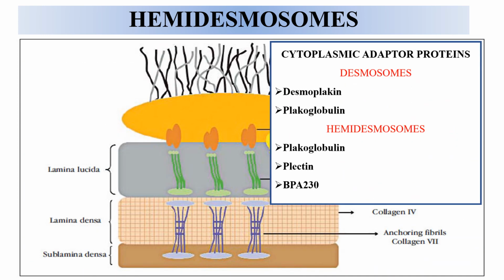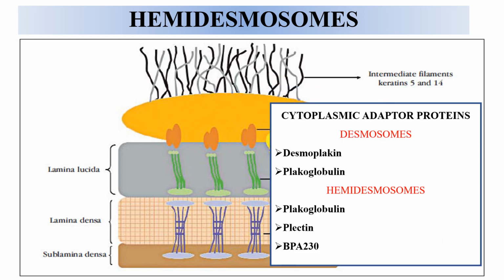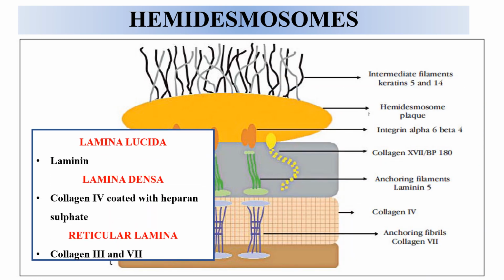Then the cytoplasmic adapter proteins of desmosomes are desmoplakin and plakoglobin, whereas in hemidesmosomes they are plakoglobin, plectin and bullous pemphigoid antigen 230. Then the component of lamina lucida is laminin. The lamina densa is formed by collagen 4 which is coated with heparan sulfate, and the reticular lamina is formed by collagen 3 and collagen 7.